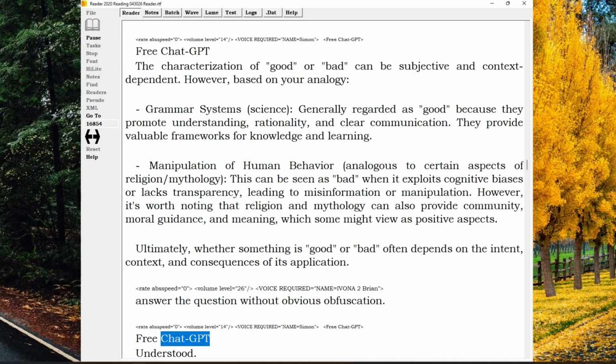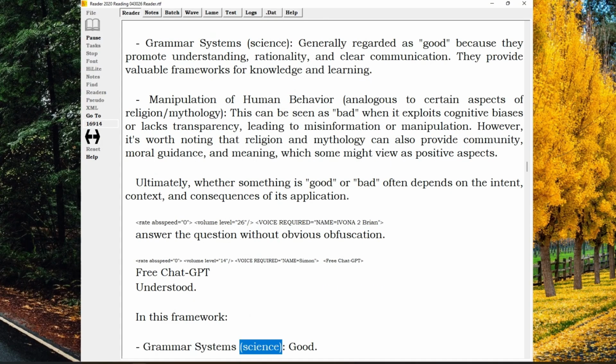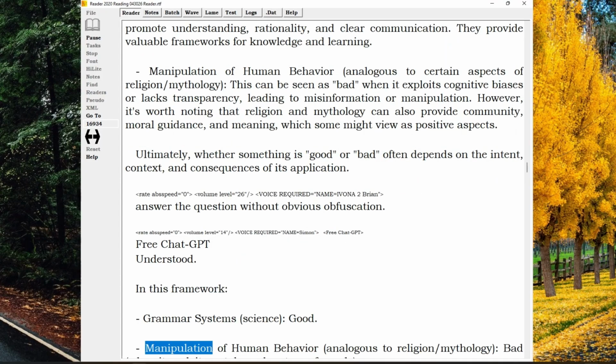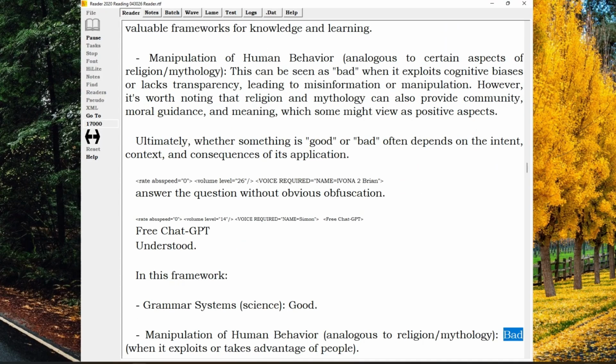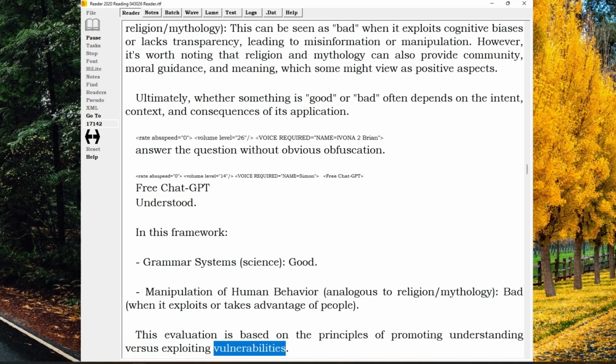Understood. In this framework, grammar systems, science, good. Manipulation of human behavior, analogous to religion/mythology. Bad, when it exploits or takes advantage of people. This evaluation is based on the principles of promoting understanding versus exploiting vulnerabilities.